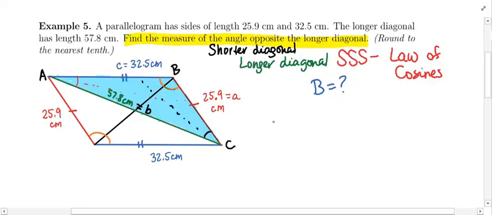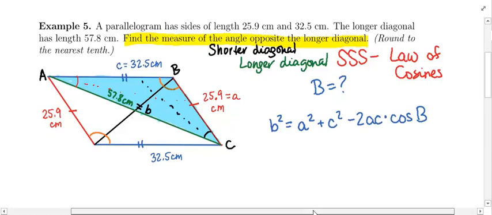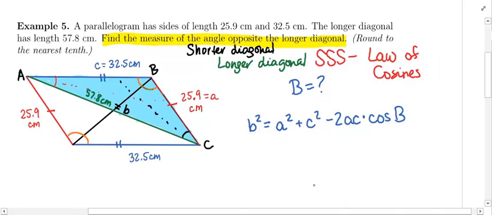So I need to write down the law of cosines. This is going to be B squared is equal to A squared plus C squared minus 2 times A times C times the cosine of B. We've worked with this in a previous example. It's up to you if you want to plug everything in, or we can solve for the cosine of B and then plug everything in. That's generally what I do, but you do whatever makes you happy.